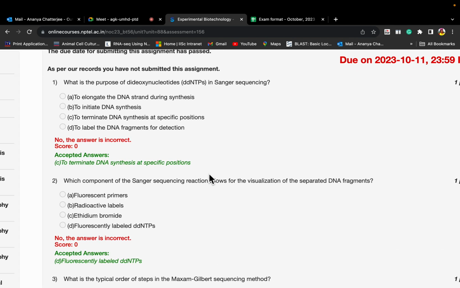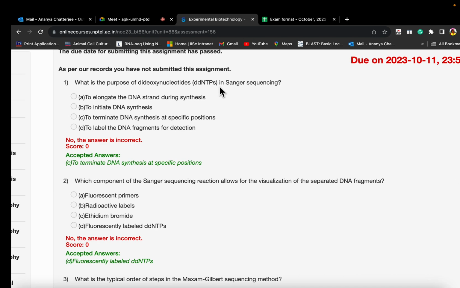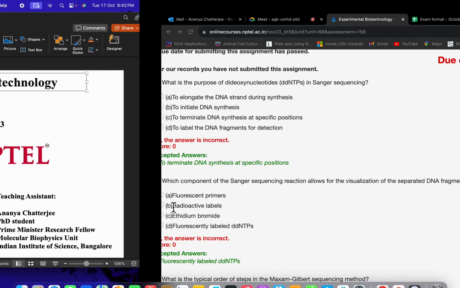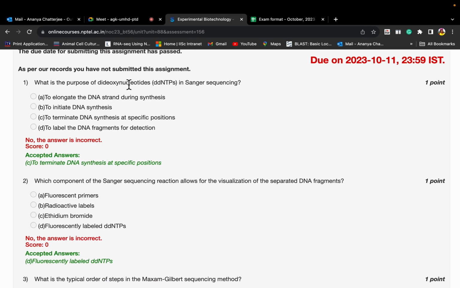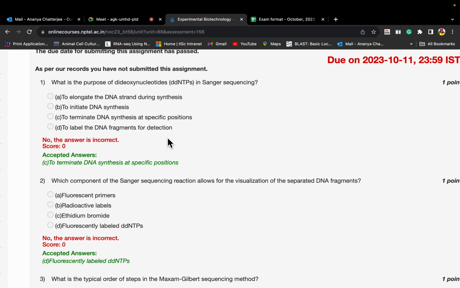The question was, what is the purpose of dideoxynucleotides in Sanger sequencing? Dideoxynucleotides means not only one deoxy but also dideoxy, that means the 2 OH group, 2 oxygen, is missing.